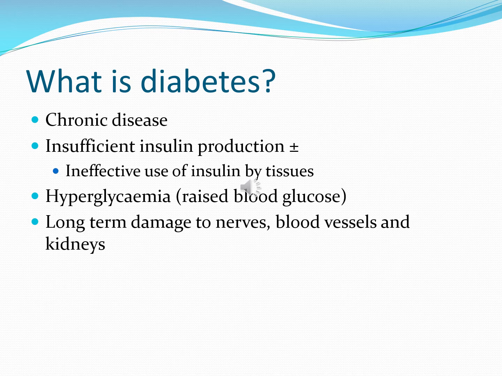So now we're going to move on to the question, what is diabetes? Well, it's a chronic disease, and it's due to insufficient insulin production with or without ineffective use of insulin by tissues. And this final term, ineffective use of insulin by tissues, we sometimes call insulin resistance. It leads to hyperglycemia, so that's raised blood glucose, and in terms of long-term damage of this persistent elevated blood glucose, you can start damaging nerves and blood vessels and the kidneys.